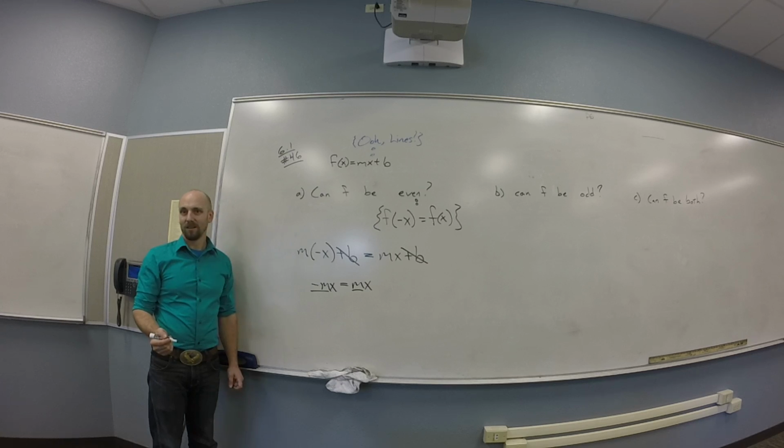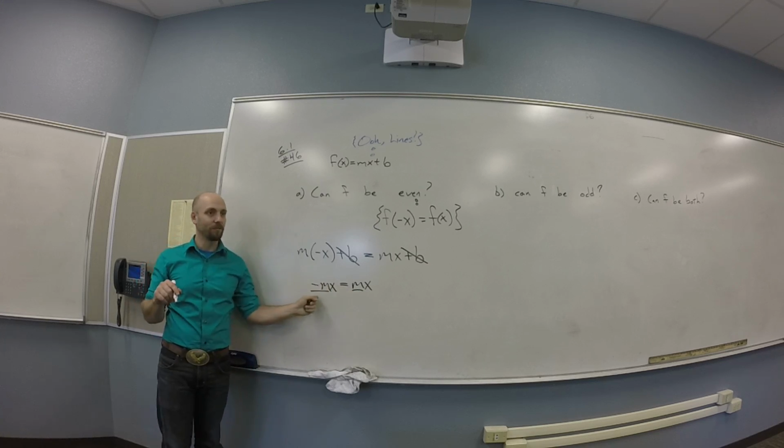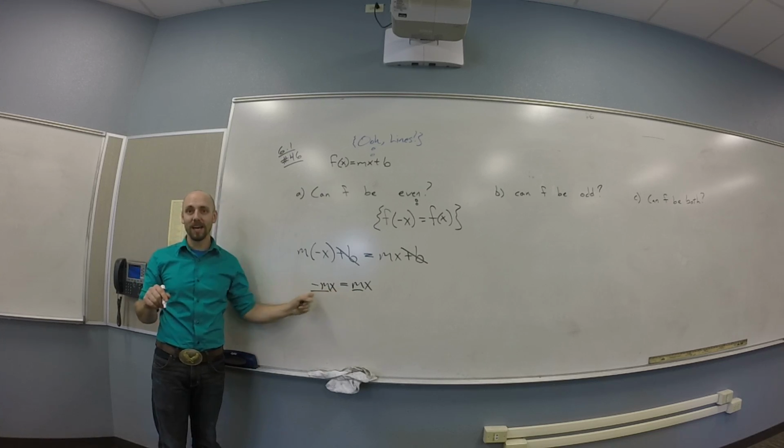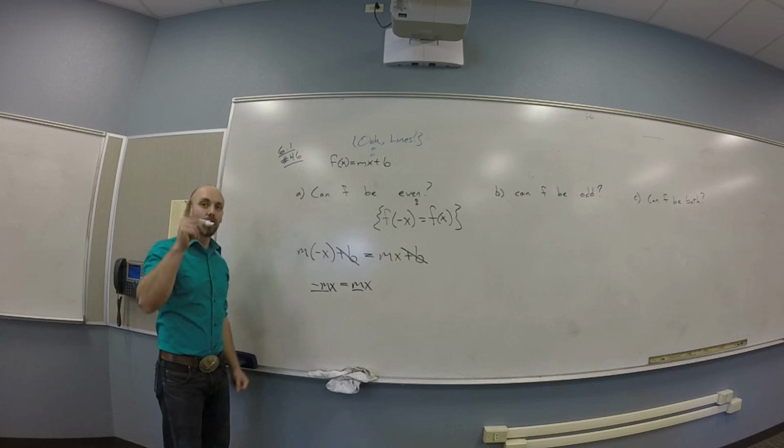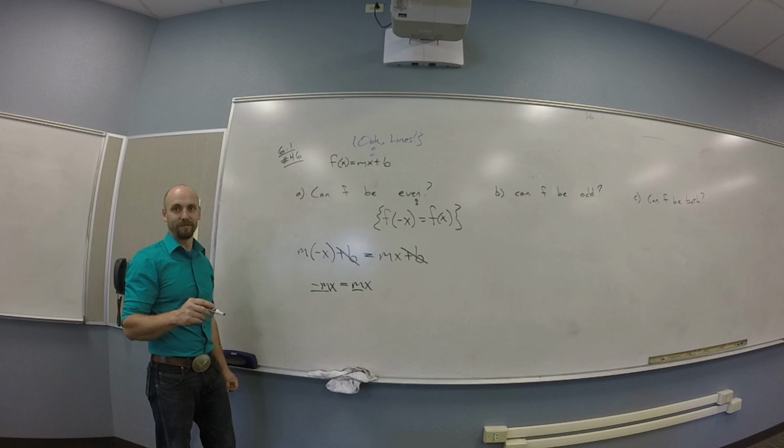So it's not even. Close. It can be even. It's only even when m is 0. Because the only number that I can plug in for m and have this work for all the x's is 0. You guys see that? Any horizontal line. So horizontal lines are even. You guys see that?